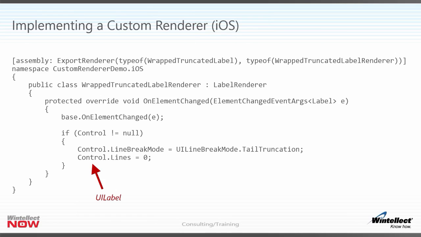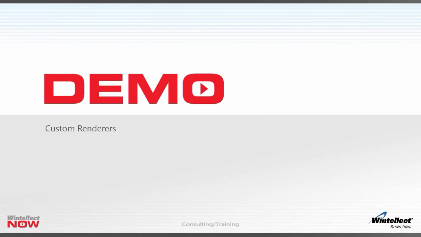The final step was to build custom renderers for this WrappedTruncatedLabel. One for iOS, one for Android, one for Windows Phone. They're very different on the three platforms, but here's what you can do. Here's what that custom renderer looks like for iOS. To build a custom renderer for labels, I derive from Xamarin Forms LabelRenderer class. I then use the ExportRenderer attribute you see on the first line here to associate instances of WrappedTruncatedLabel with WrappedTruncatedLabelRenderer. That means when the parser sees a WrappedTruncatedLabel, it will emit code that uses a WrappedTruncatedLabelRenderer to actually create the underlying control.